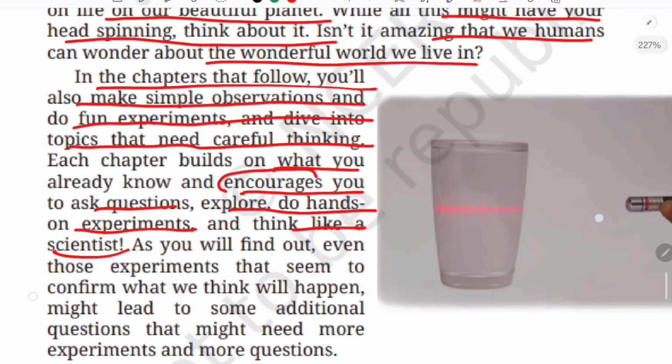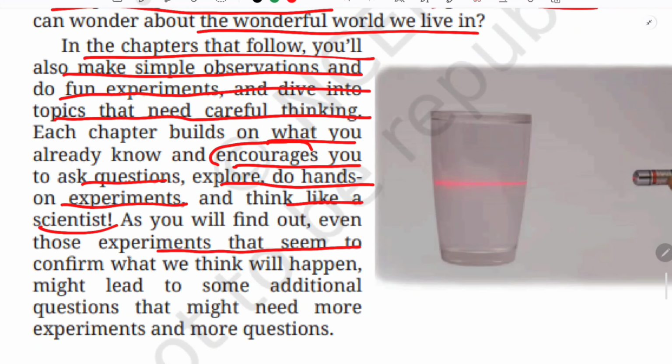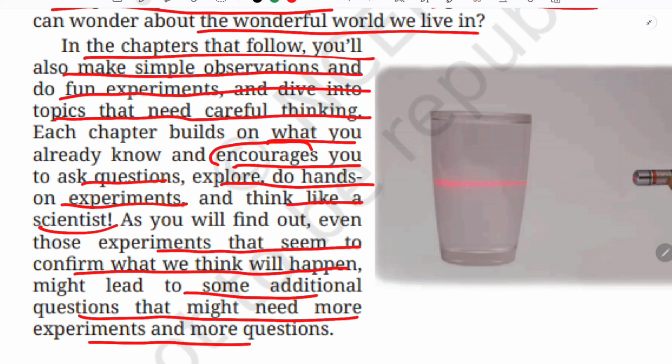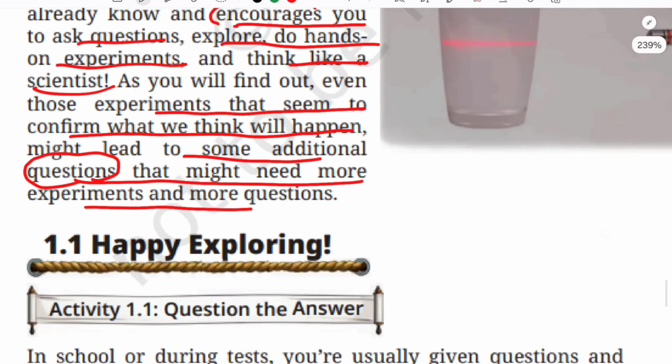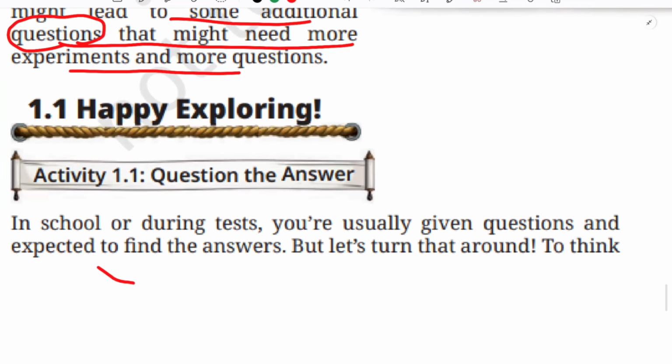So as you will find out, even experiments that seem to confirm what we think will happen might lead to some additional questions that might need more experiments and more questions. What happens when we are trying to confirm something by doing some experiments? The experiment might lead to additional information and additional questions which will come to our mind, and this will again need more experiments and more questions. So it is all about learning, an ongoing process. That is why science is known as an ongoing process.